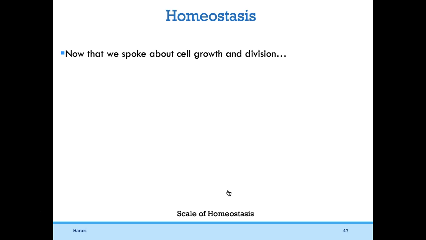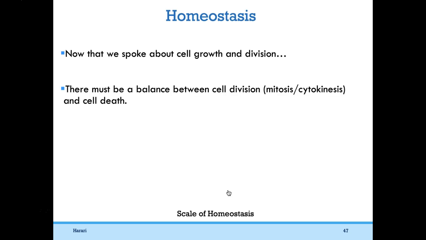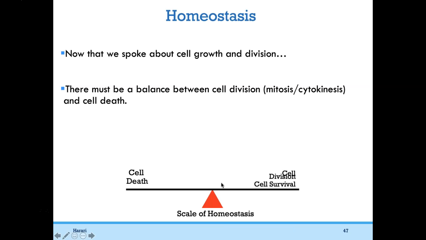So now that we spoke about cell growth and division, we have to talk about this necessary balance that there must be for all cells to maintain homeostasis. There must specifically be a balance between cell division, which includes mitosis and cytokinesis, and cell death. So what can happen if we tip the scale differently? We'll talk about how disease can result if we tip the scale either way. We want to make sure that in a healthy individual, as cells die, they are replaced.